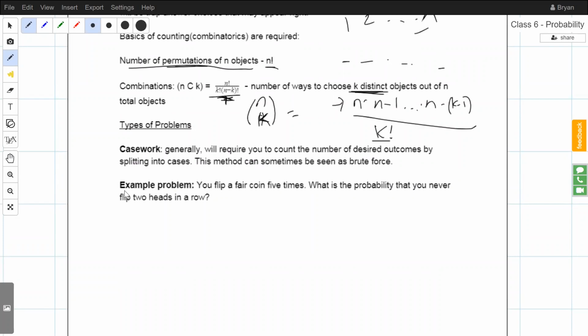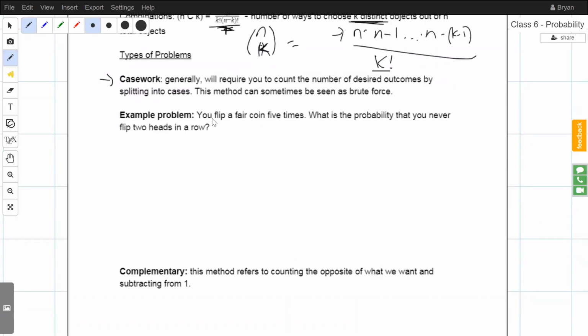So yeah, the first case I want to go over is called casework. Basically, you split the problem into different cases, and you count the number of ways, or the probability of the thing you want occurring in each case, and then you combine them. This is sort of like brute force, but it's more of a systematic brute force approach. So, an example problem: you flip a fair coin 5 times. What is the probability that you never flip 2 heads in a row?